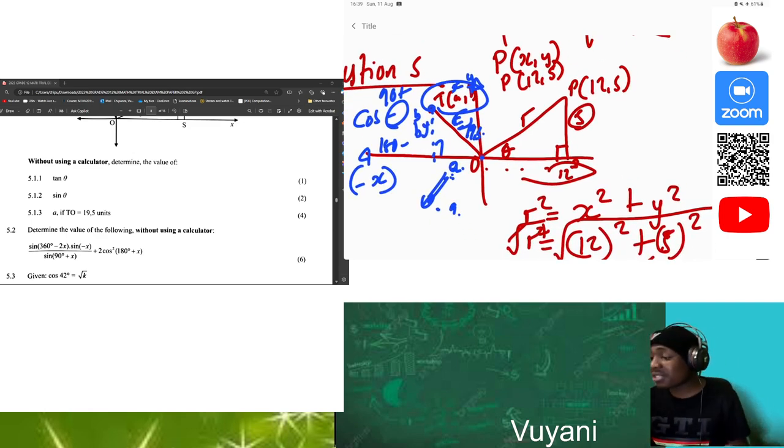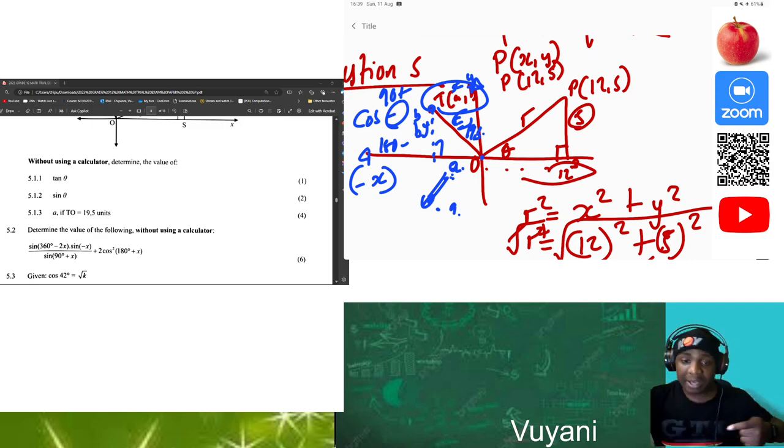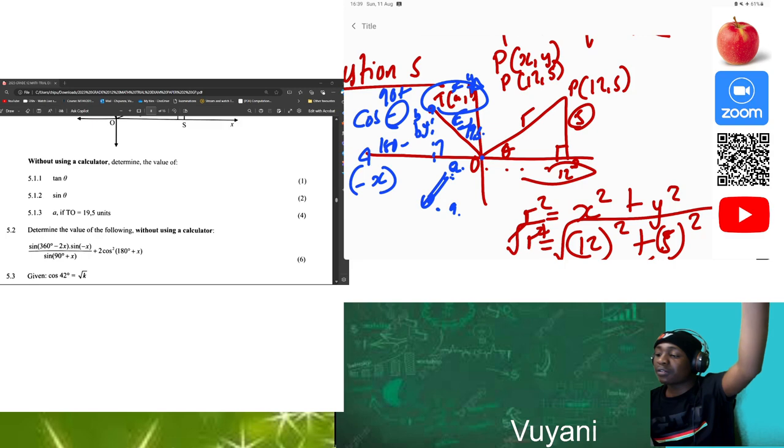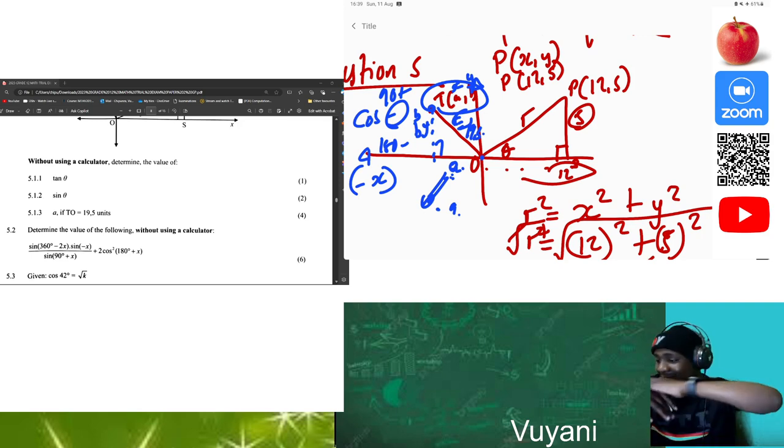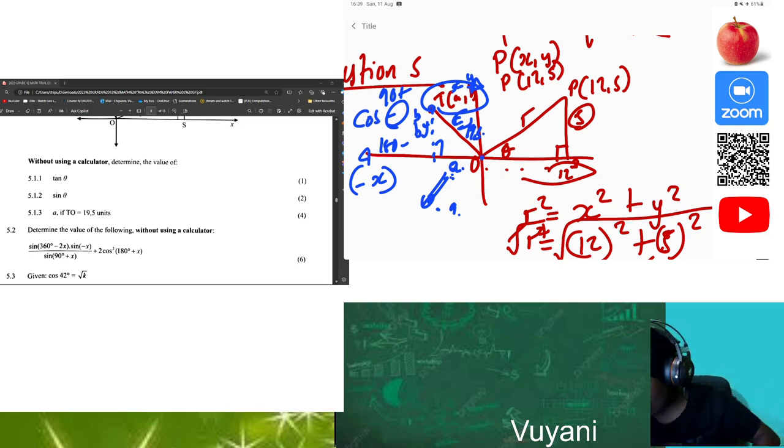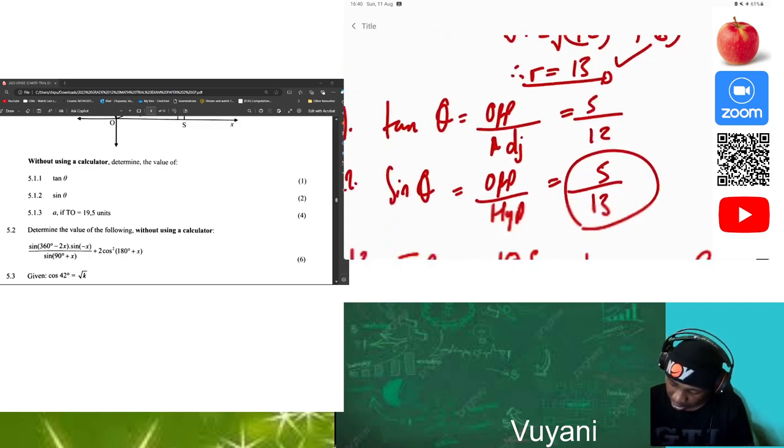So maybe this year they'll say calculate the value of B. How do you calculate the value of B? You can calculate it by saying B over R, which is the length of TO, which should be equal to sine of 90 plus theta, because you can see that it's in the second quadrant. Then we use our reduction formula, then boom, you get your 4 marks. Easy stuff, proper stuff that anyone can solve anytime they want to. Now moving forward to the next question, which is 5.2.